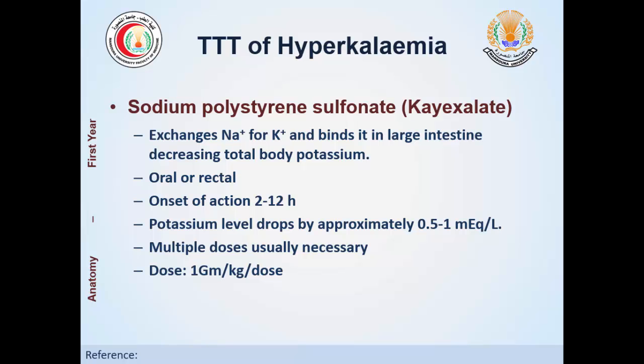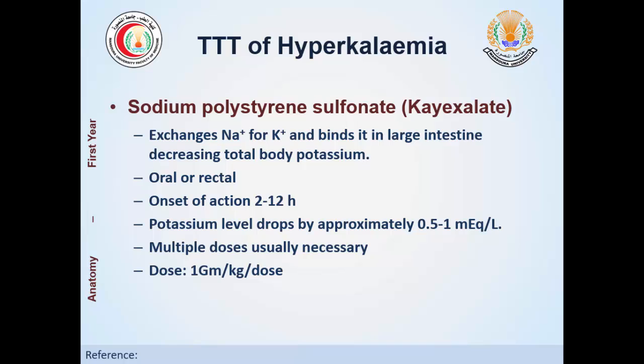Sodium polystyrene sulfonate which is the Kayexalate. ده بيشتغل ازاي؟ Exchanges sodium for potassium and binds it in large intestine decreasing the total body potassium. بس نخلي بالنا هنا ان هو بيعمل hypernatremia، يبقى كده لو جالي patient with hyperkalemia and hypernatremia ما ينفعش ان انا اديله الكياكزاليت، لان الهايبرناتريميا هتزيد. انت بتعمل exchange للصوديوم مع البوتاسيوم، بتدي صوديوم وبتخرج بوتاسيوم، فانت ما ينفعش تدي صوديوم وانت عندك already patient with hypernatremia.